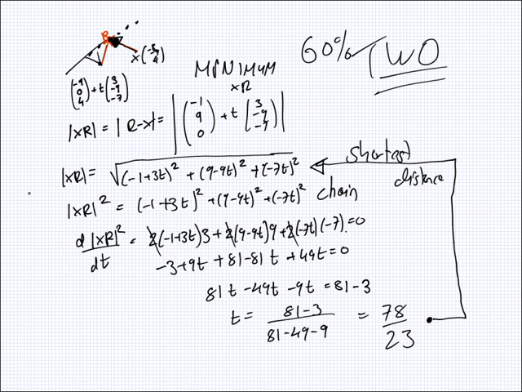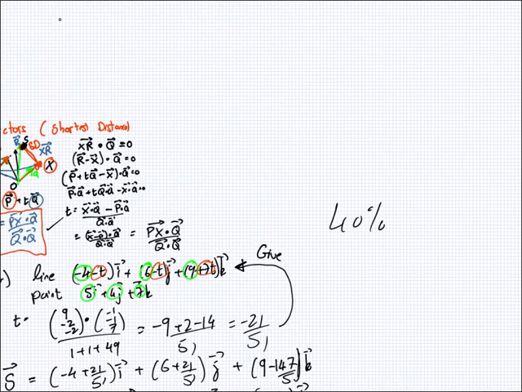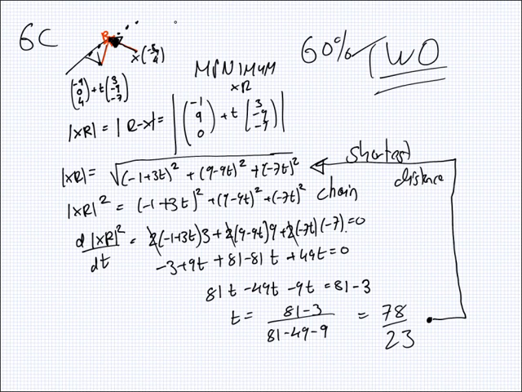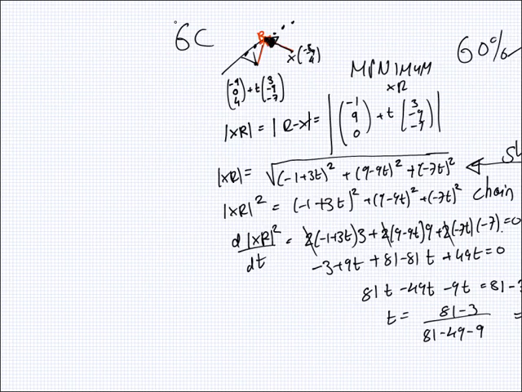Now, do you need to write both down? This last one was 6C, and this one was 6A in the book. Okay. So the picture is like this.